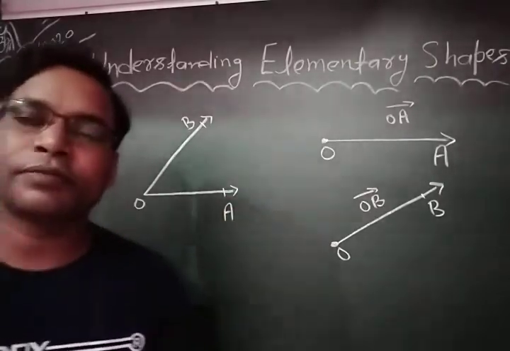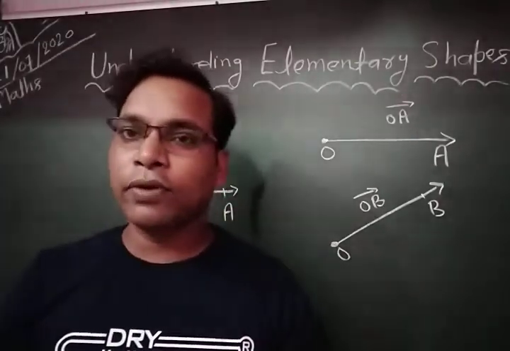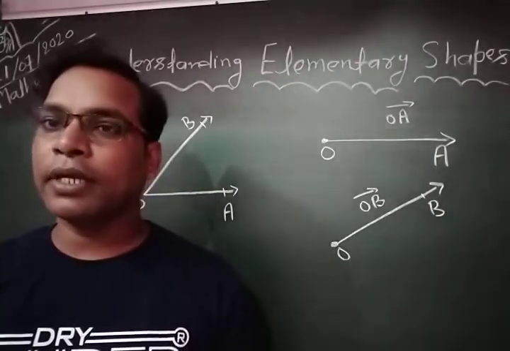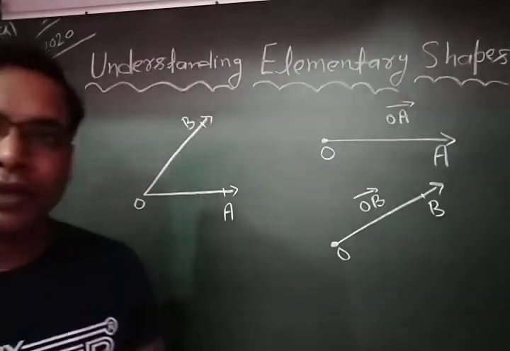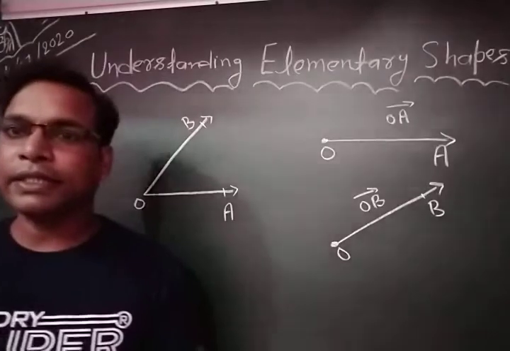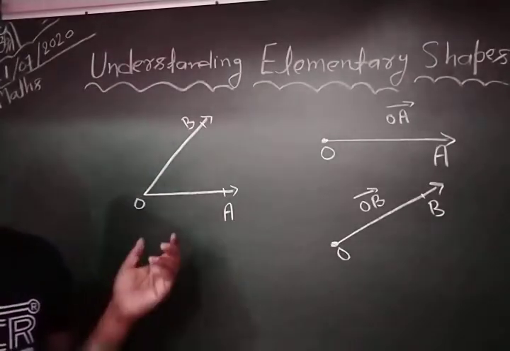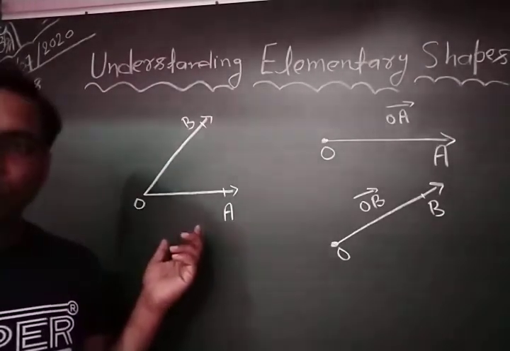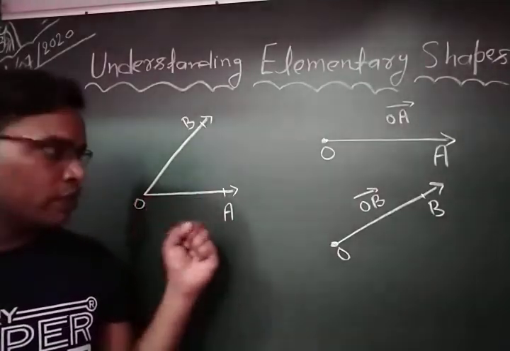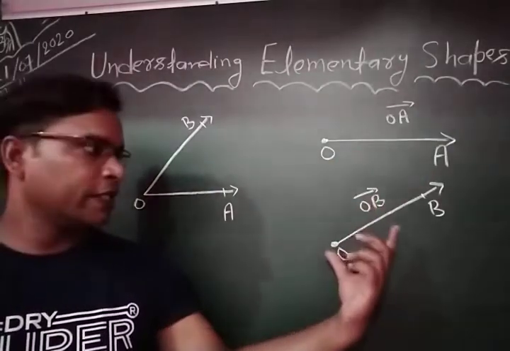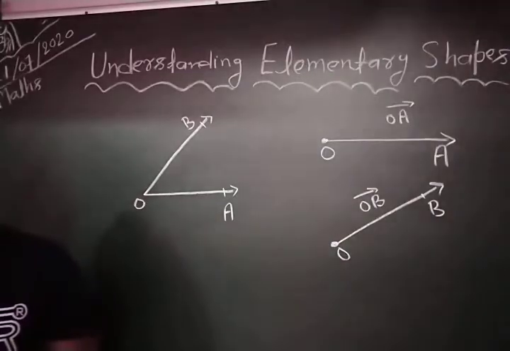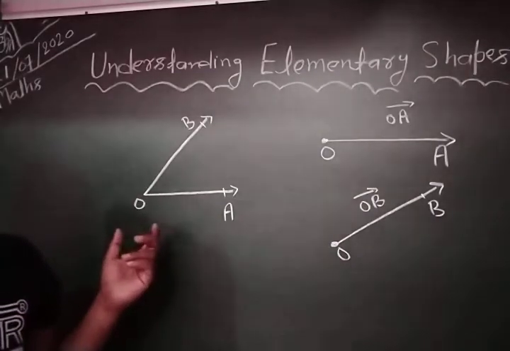So student, today in this chapter we are going to discuss what an angle is and the types of angles. First, let us define what an angle is. An angle is a figure made by two rays. This is an angle. It is made by two rays. The first ray is OA, the second ray is OB. An angle is a figure made by two rays meeting at a common point.